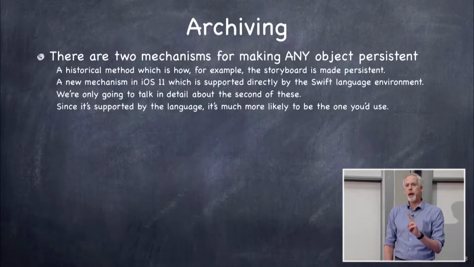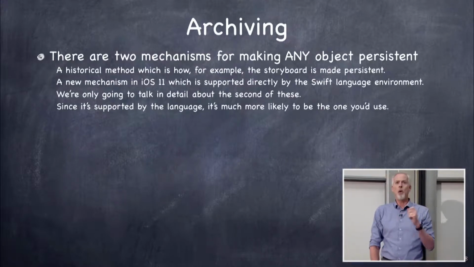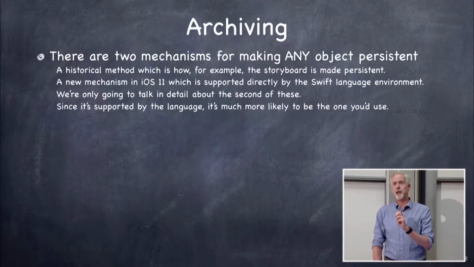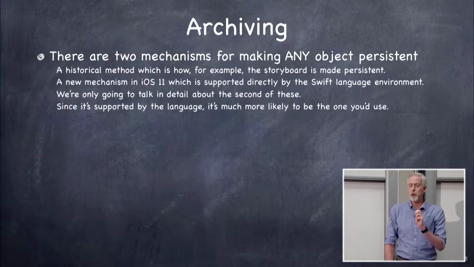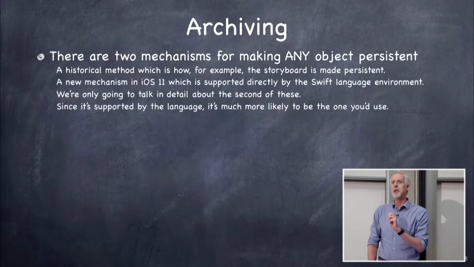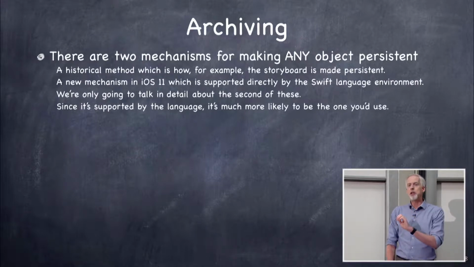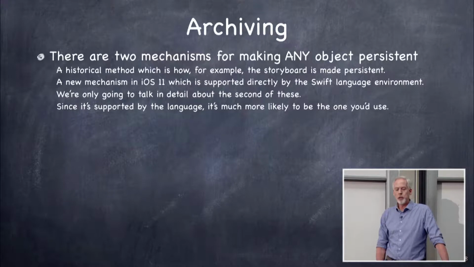Now, there's two mechanisms for archiving, an old way and a new for iOS 11 way. And of course, I'm going to talk in detail about the new for iOS 11 way because the old way obviously wasn't good enough. They came up with a new one in iOS 11. But they're very, very similar in some ways. It's just that the new way is a lot more automatic and a lot less code to write. Okay, so let's talk about these two ways.